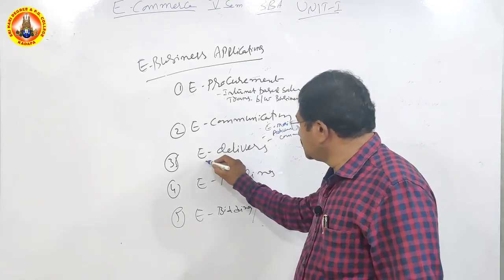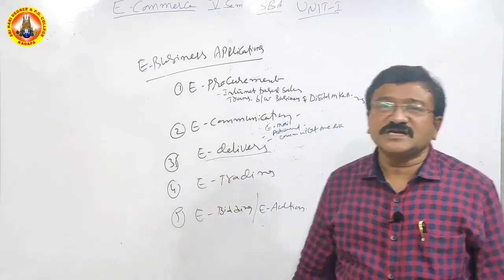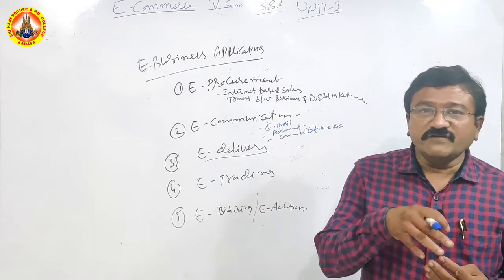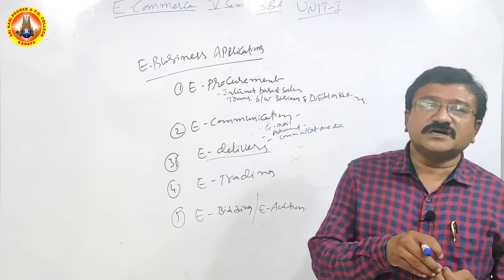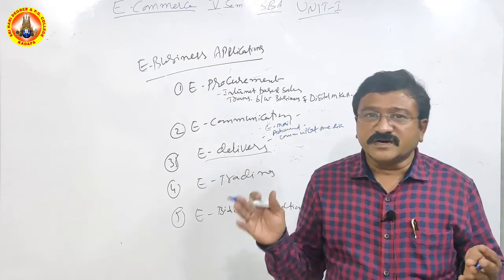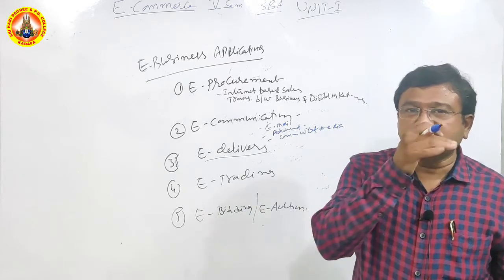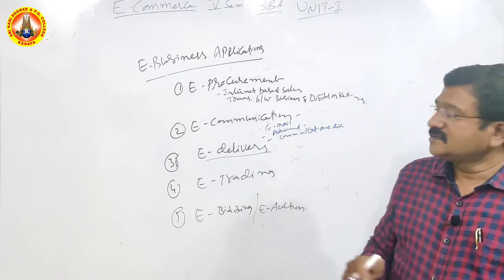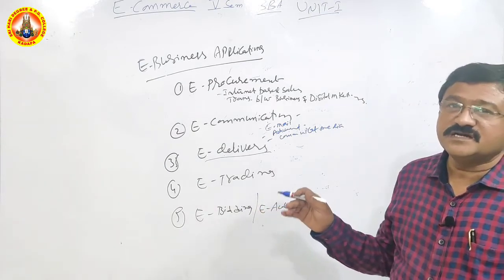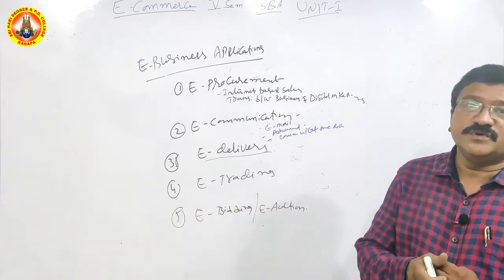The next one is e-delivery, that is, electronic delivery. Suppose the customer has placed an order through some e-business website, and the product has reached the customer from the seller. The quality of the product that has to be delivered can be monitored by the e-business people only.